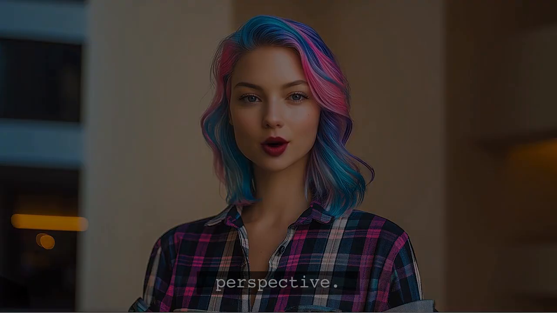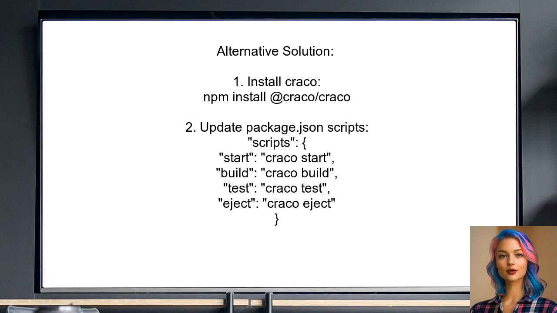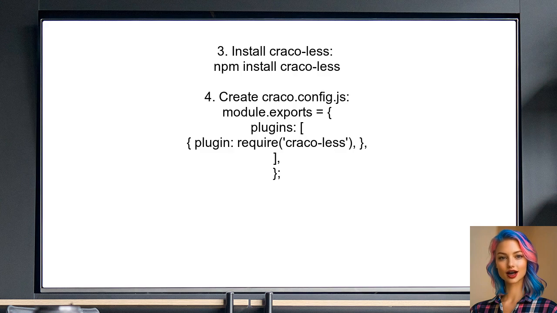Let's see another perspective. An alternative approach to using the Less preprocessor in Create React app is to utilize Create React App Configuration Override, known as CRACO, along with craco-less. First, install CRACO by running npm install @craco/craco. Then update your package.json scripts to replace start, build, test, and eject commands with craco commands. Next, install craco-less using npm install craco-less. Finally, create a new file named craco.config.js and configure it to use craco-less.